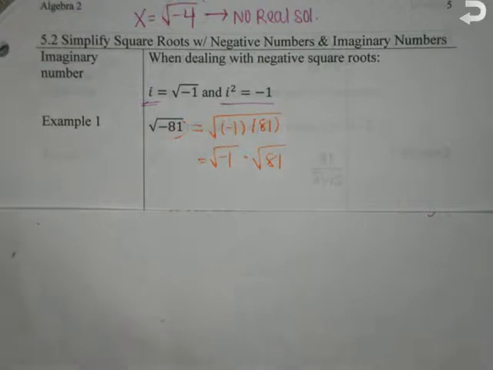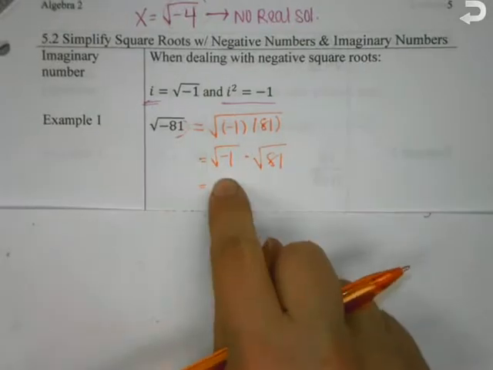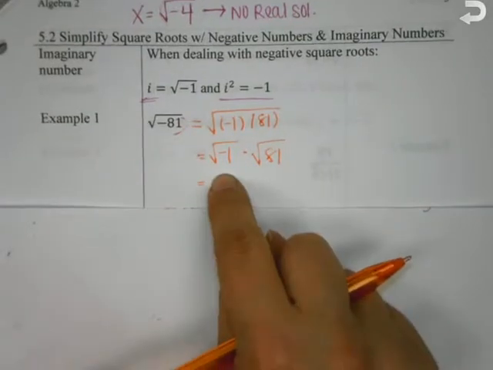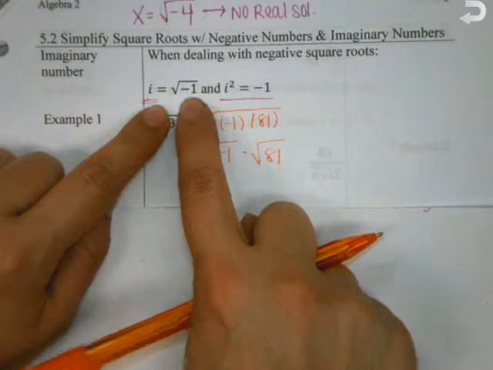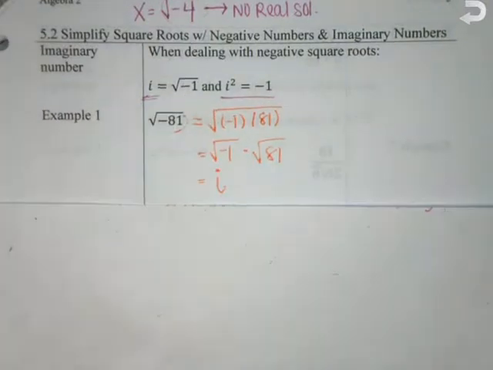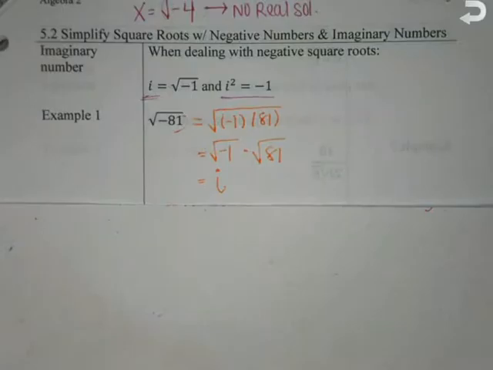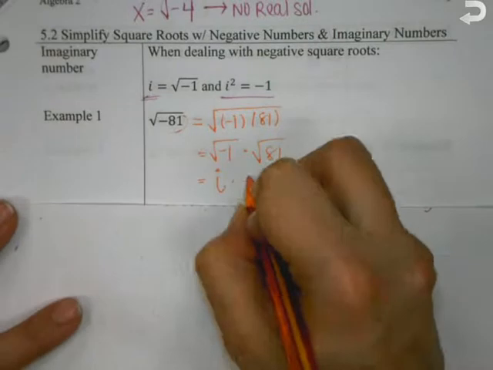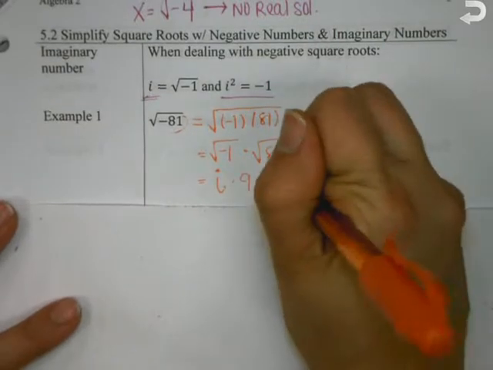But the reason why I like to write it out this way is because we know what the square root of -1 is. I just told you. The square root of -1 is equal to i. So we just replace it with i. Okay. And the square root of 81 is what? 9. So my answer is 9i. And that's your answer.